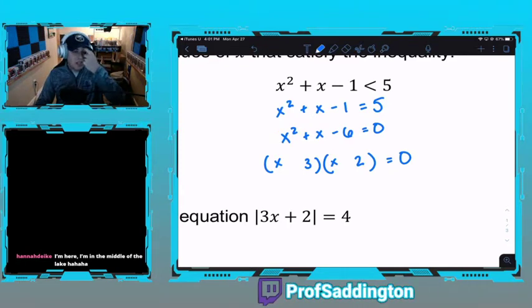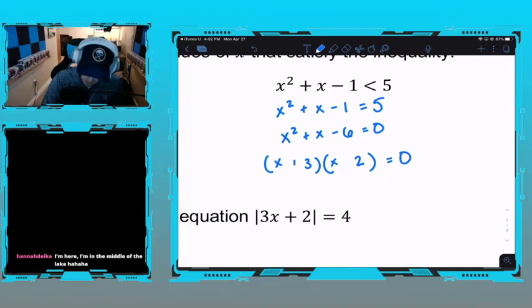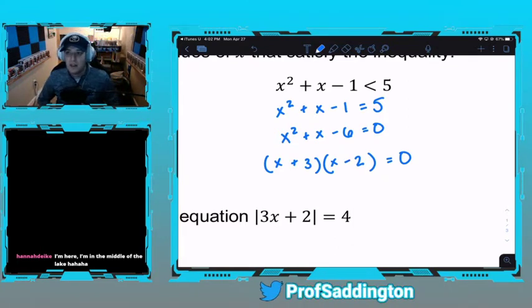And because it's 3 and 2, it's just going to be 3's positive, 2's negative.